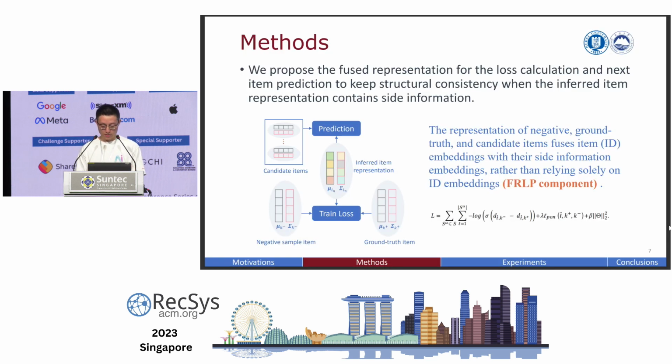Moreover, maintaining a consistent item representation structure is crucial during both the model training process and the prediction. Specifically, since the inferred item representation is a fusion of ID embeddings and side information embeddings, the positive and negative items involved in the training process should utilize the fused item representation rather than relying solely on pure ID embeddings. Similarly, candidate items should also employ the fused item representation. Neglecting structure consistency in representation will introduce biases into embeddings, thereby affecting the model's performance.